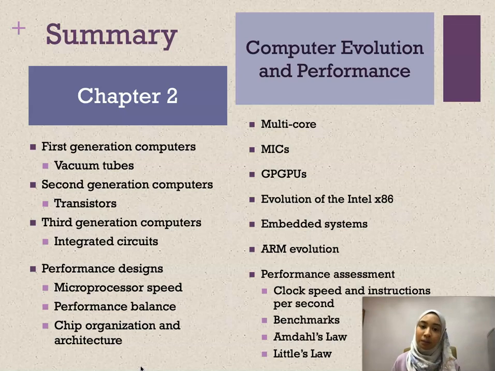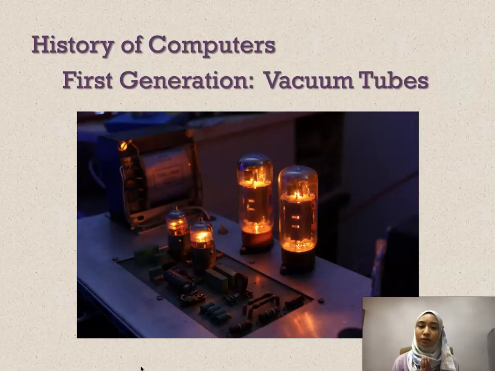Then we have the multi-core, MICs, GPUs, the evolution of Intel x86, embedded systems, ARM evolution, and performance assessments such as clock speed and instructions per second. We have the benchmarks, Amdahl's law, and also Little's law. I don't think we are going to finish everything in one lecture, so I'm going to break this into two parts. Okay, so this is a vacuum tube. We're going to start with the first generation of computers. Bear with me, it's historical.